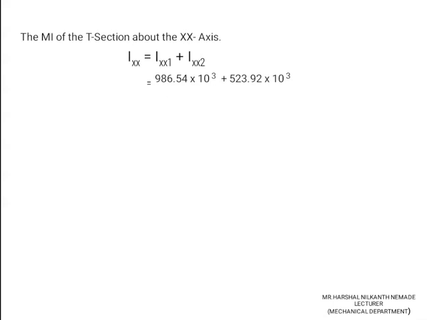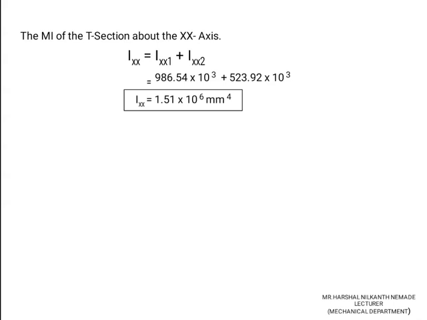Continuing to the next page. The moment of inertia of T section about x-axis, Ixx, is equal to Ixx1 plus Ixx2. Substituting values of Ixx1 and Ixx2, I will get Ixx is equal to 1.51 multiplied by 10 raised to 6, unit mm raised to 4. This is your Ixx.